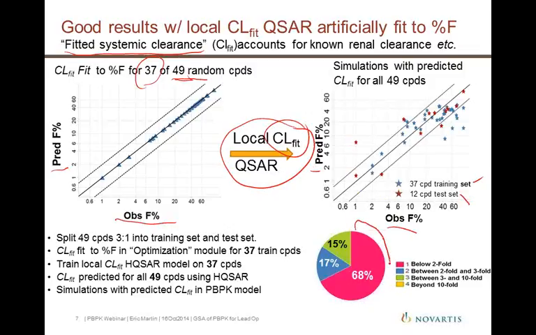For 68% of the compounds, the bioavailability was predicted within a factor of 2, and 85% were predicted within a factor of 3. And if you can see closely, the red stars are the compounds that were not used in training the local clearance QSAR model, and they are predicted about as well as the ones that were actually used in the fitting, and so this gives us confidence that we should get similar results if we applied this to new compounds that the chemists might suggest.